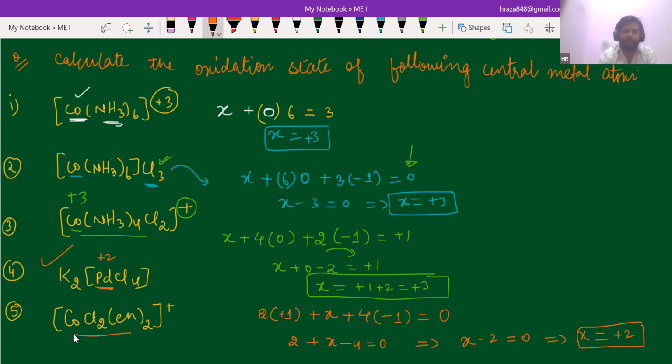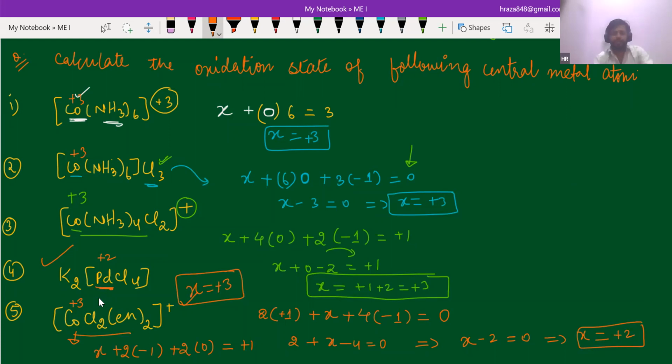Now if you solve this part, cobalt, again X plus 2 chlorine is there, so 2 into, and 1 chlorine has -1 oxidation state, plus 2 into en, that is ethane-1,2-diamine, which is also neutral, so I'm going to put 0 equals to, you can see plus, that means +1 charge, and when you solve it, you will get +3. So this is +3, +3, +3, +3, and then +2. Is that clear? Yes, sir.